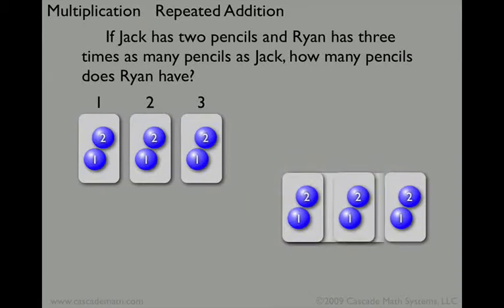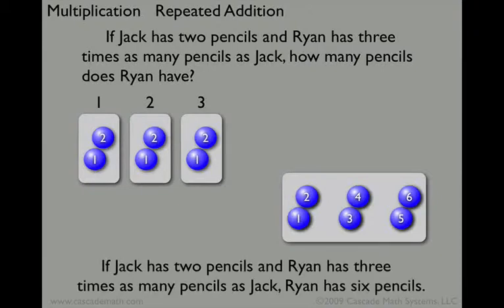Let's count the number of balls in our new set. 1, 2, 3, 4, 5, 6. If Jack has 2 pencils and Ryan has 3 times as many, he would have 6 pencils. 3 times 2 equals 6.